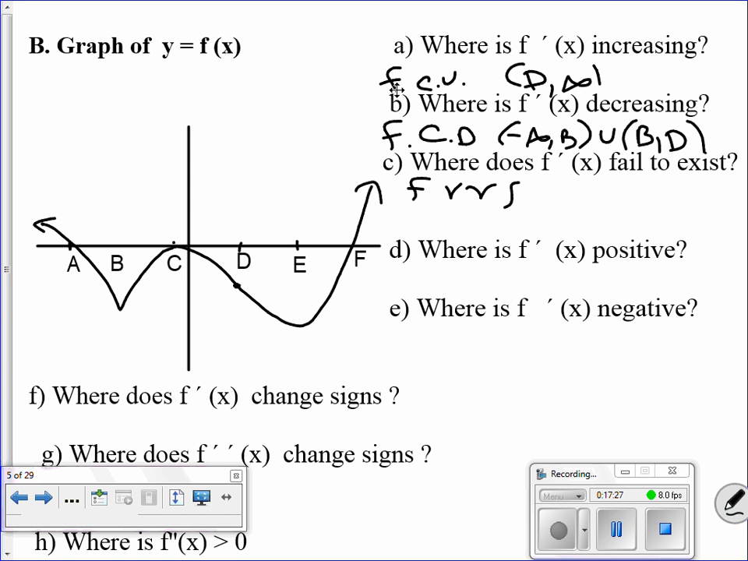Kids at home are like, what? I don't know that. All right, yeah. So if the function has a corner, cusp, or a vertical tangent, the derivative doesn't exist. So where would that be? At x equals B. Nice.